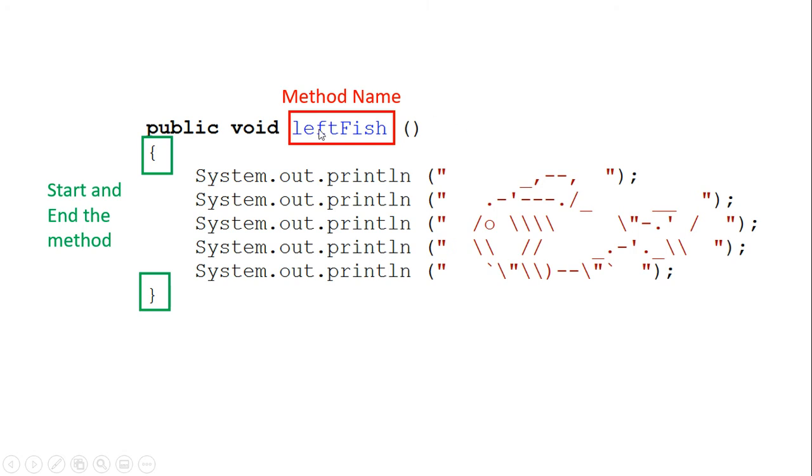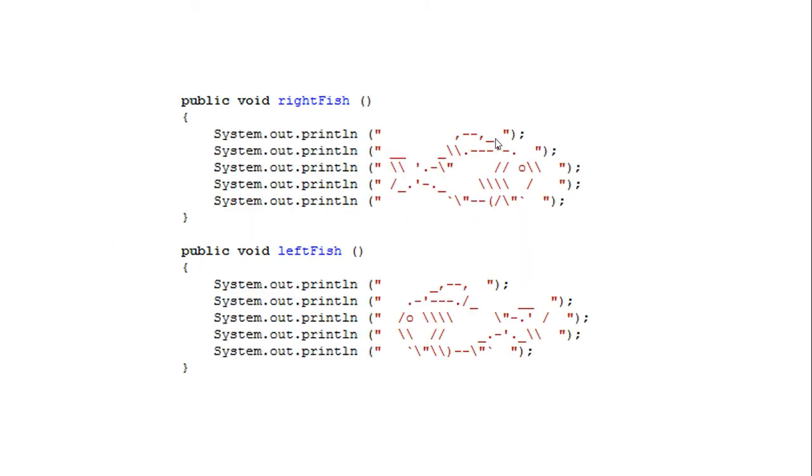Otherwise, this is how you're going to set up your method. Put the code that you want to repeat inside those curly braces and build your method signature using the method name. So here I've got the right fish and the left fish. You can see I've got public void rightFish(), public void leftFish(). Those are my method signatures.